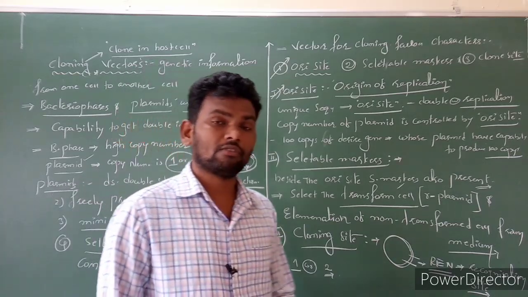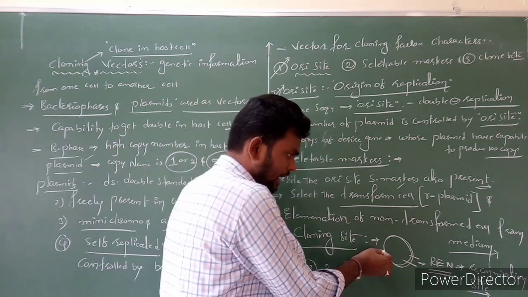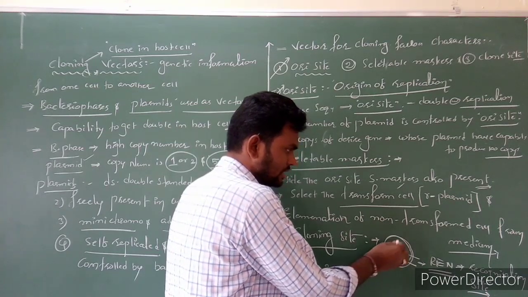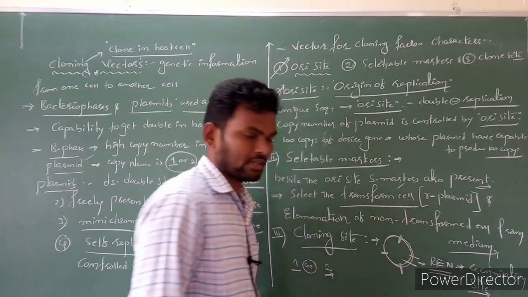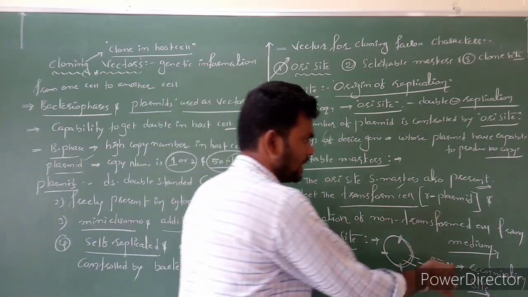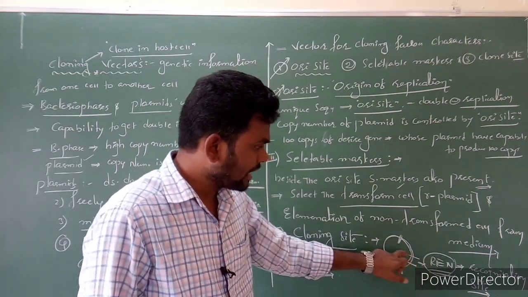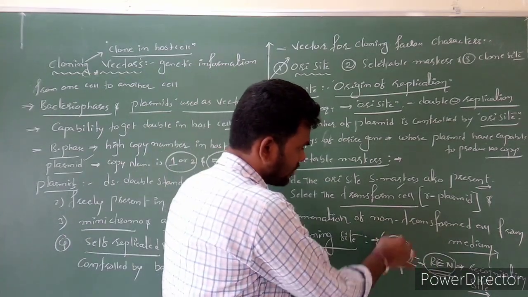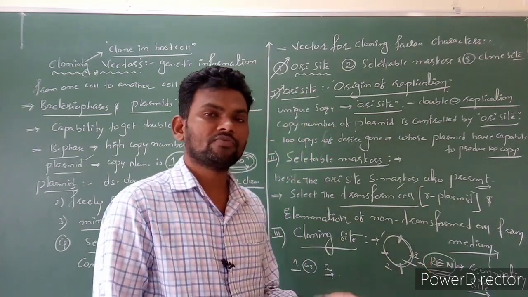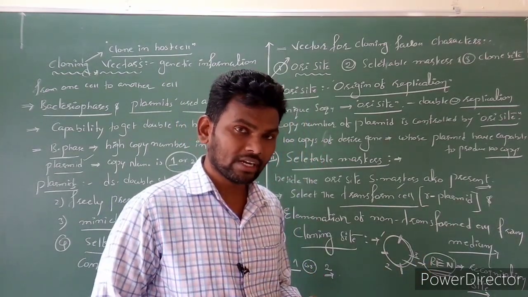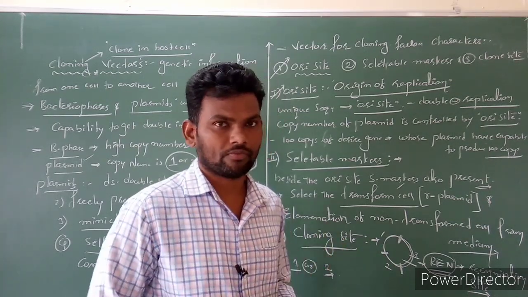Then the question is, sir, if more than two are present, then what happens? For example, here one recognition sequence, here one recognition sequence, here one recognition sequence is there. Now I use the enzyme. Now what happens? It is going to cut the plasmid into fragment 1, fragment 2, fragment 3. Then it is difficult to prepare the recombinant DNA, and it is very difficult to produce the clones also.